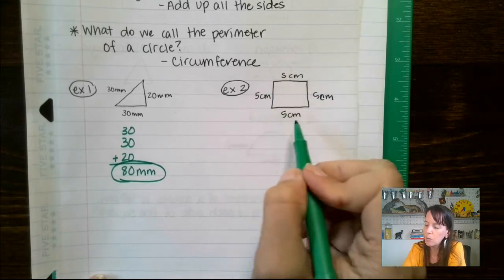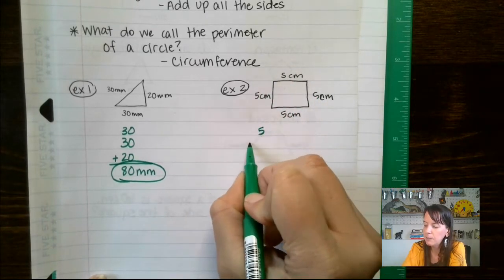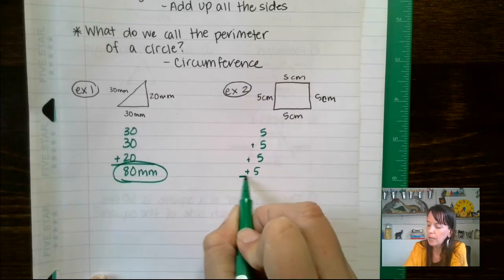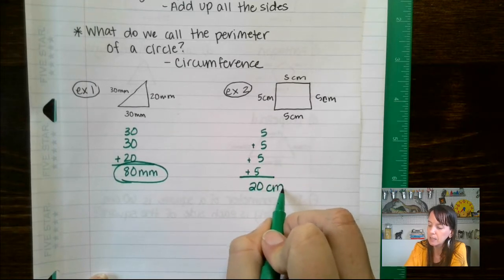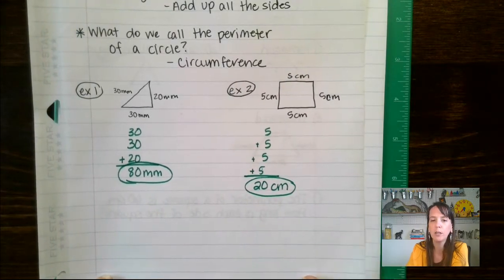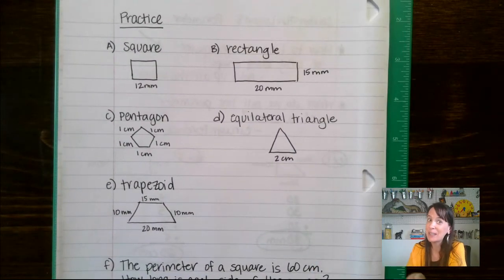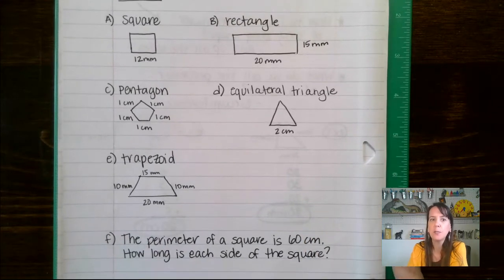All right, this is a square here, and I know it's a square because all the sides are the same. 5 plus 5 plus 5 plus 5. We end up with 5, 10, 15, 20 centimeters for my perimeter of the square. All right, it's just that easy, folks. So here are your practice problems. Go ahead and pause the video, do these problems, and then come on back, make sure you did it correctly.